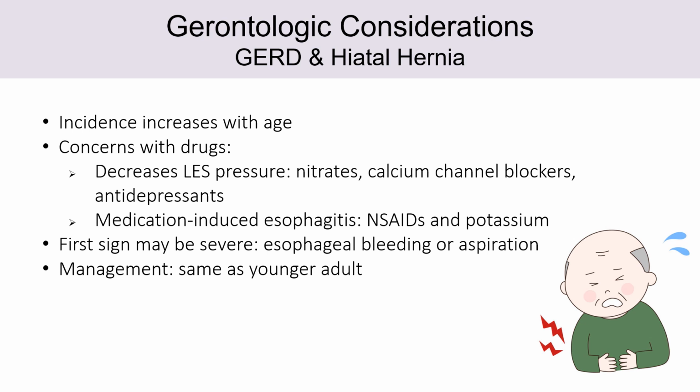And potassium. The first sign of GERD or hiatal hernia in the older adult may actually be severe, versus a younger person where it's kind of subtle and comes on over time. With the older adult, they may just start having esophageal bleeding, or they might start aspirating. So either way, for the older adult or the younger person, the management is still the same.